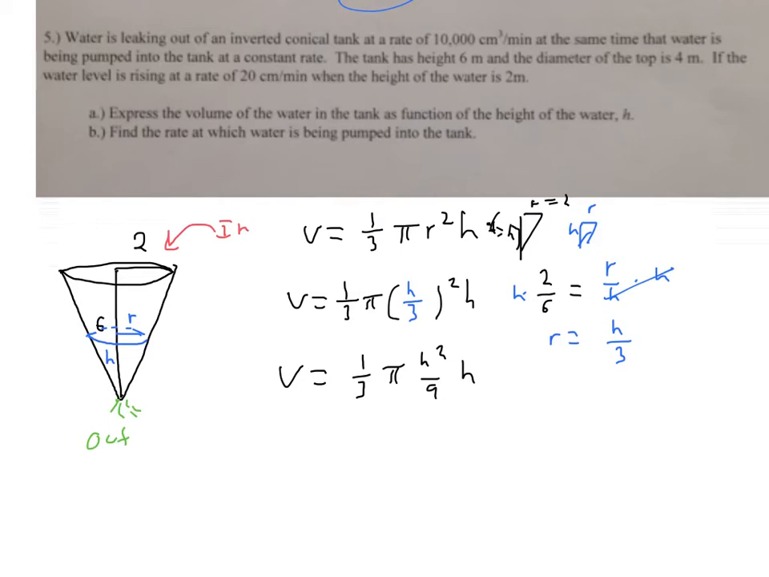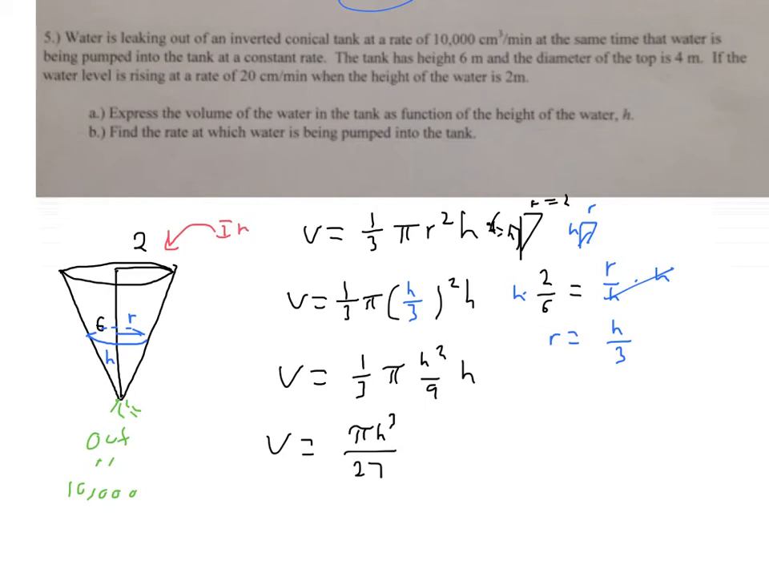Okay, let's clean that up. Volume is equal to 1 times pi times h squared times h. So we have pi h cubed over 27. Find the rate at which water is being pumped into the tank. Okay, so we know that it's coming out at a rate of 10,000. We don't know what it's coming in at.